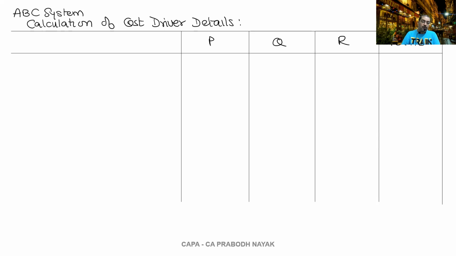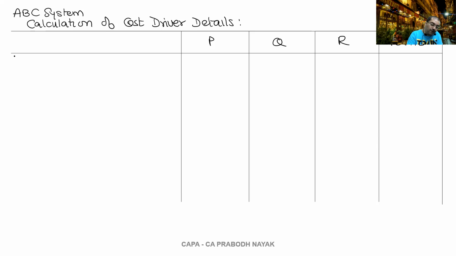So I want a number of batches. I want a number of purchase orders, total number of inspections, and so on. Okay, these are the things that I want: the number of batches, total number of inspections, and total number of orders. So let us start with the first one.